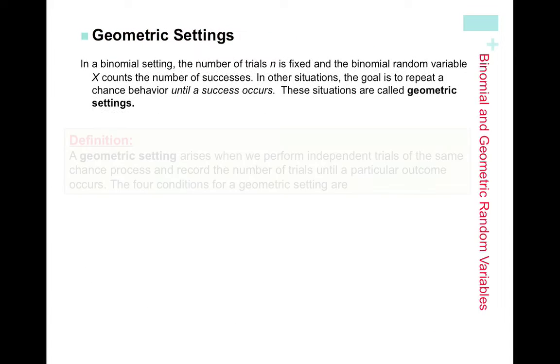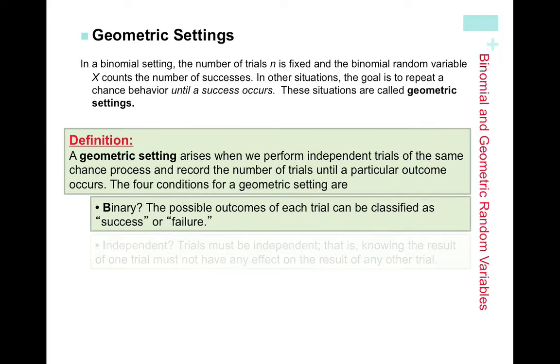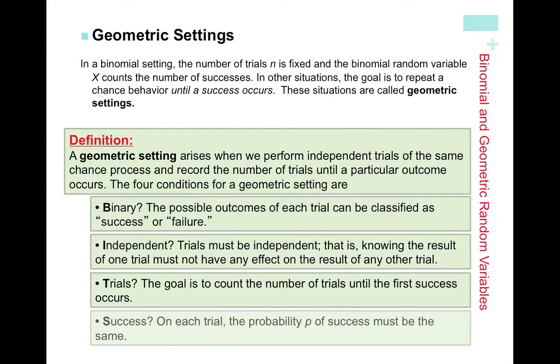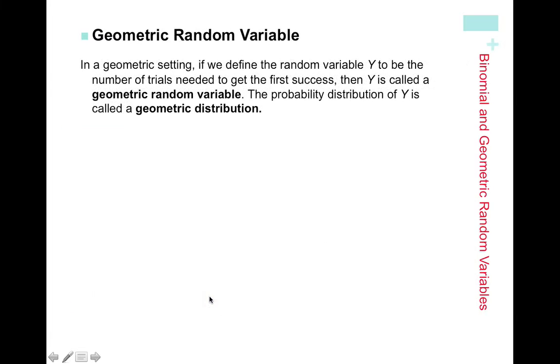Alright, the next thing we called was the geometric. So the geometric had different conditions. The big thing that changed here was that we didn't have a fixed number of trials. We were trying to look for the trial in which we had our first success. So these problems were phrased a little bit differently. They still had a success or failure. They still had to be independent, and the probability of success remained the same, but we didn't have a fixed number of trials anymore.